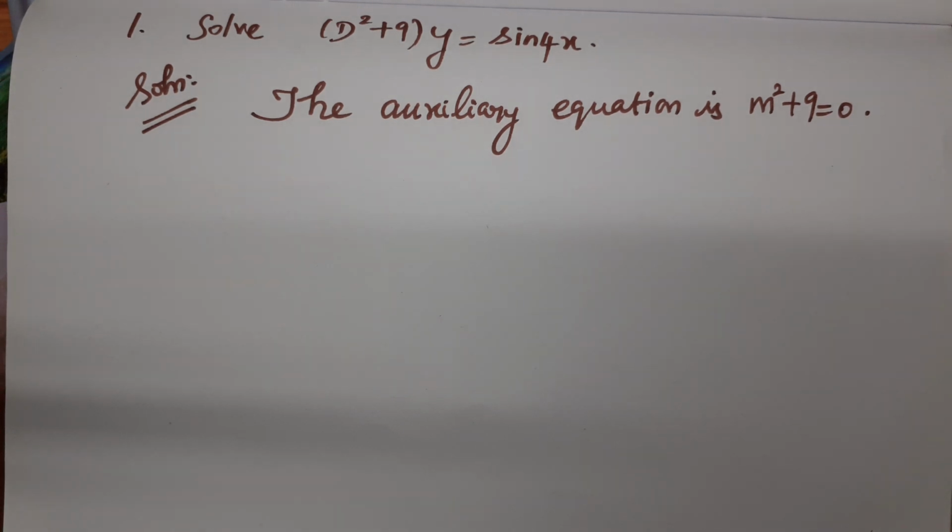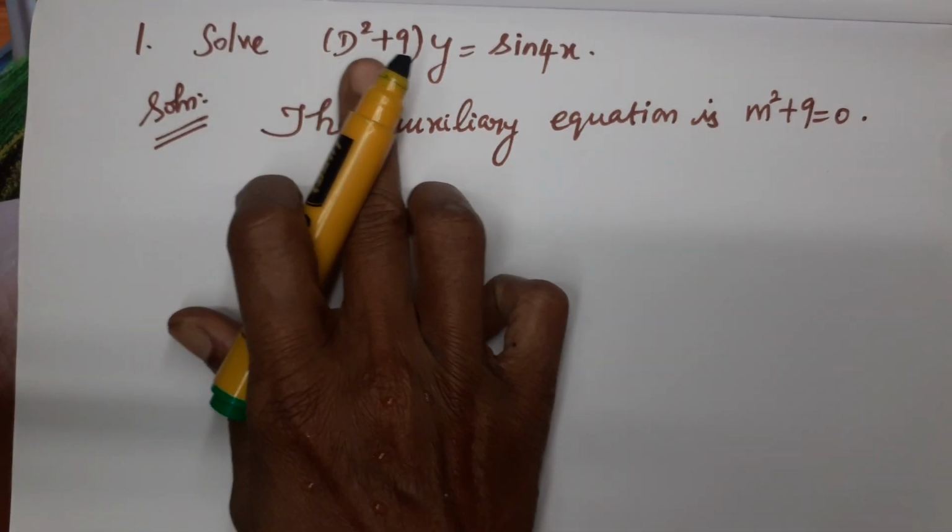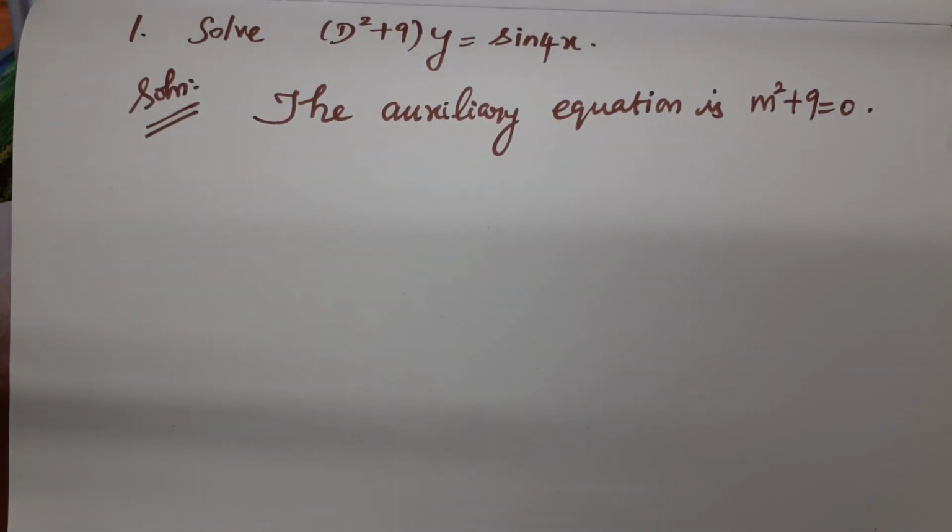This is the first problem given. We are going to solve d squared plus 9 into y equal to sin 4x. What is the first thing we have to write? We have to first write the auxiliary equation. Auxiliary equation means replacing d by m. So m squared plus 9 is the auxiliary equation.